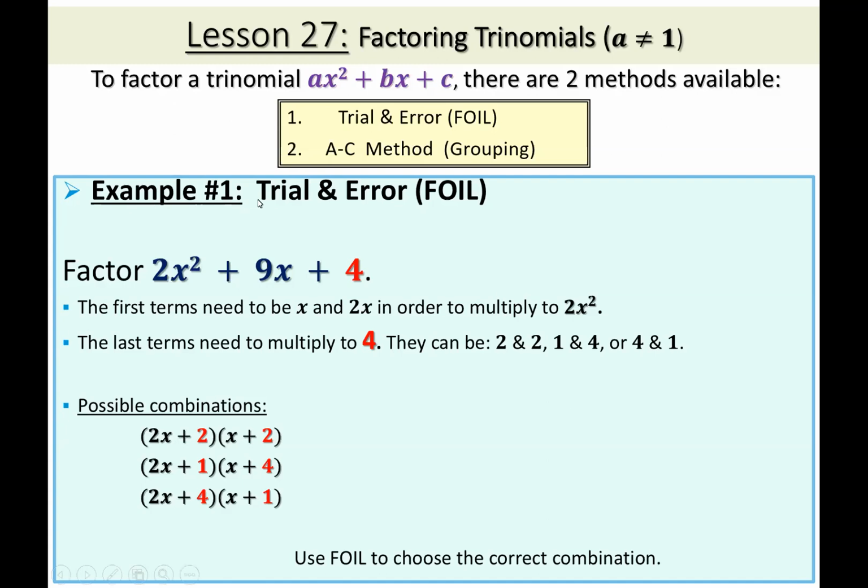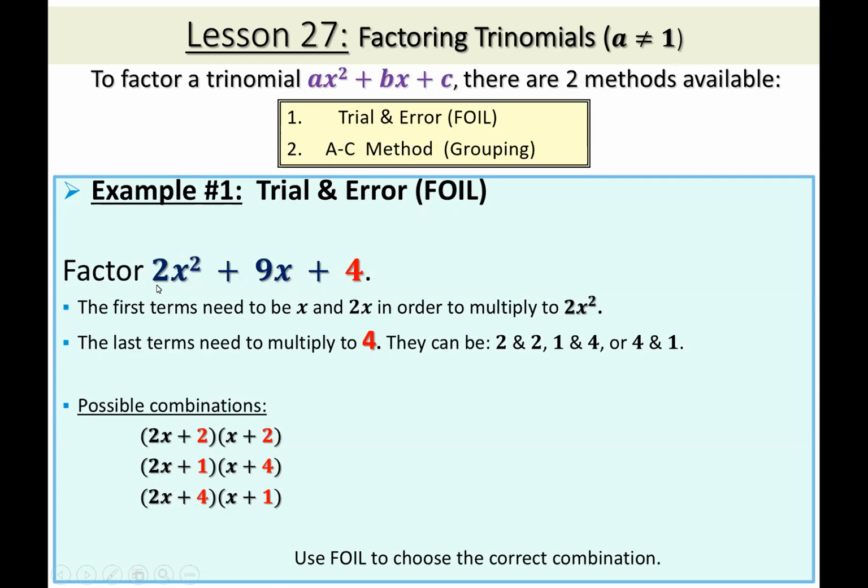Okay, example 1. We're going to use this trial and error method, otherwise known as FOIL. So here we go. We're factoring 2x squared plus 9x plus 4. Now, most recently, we were learning about factoring trinomials where there was not a number in front of the x squared. So you might instinctively be looking at this and saying, okay, wait, do I have to find numbers that multiply to 4 and add to 9? How's that going to work? There's no such thing. The answer is no, you're not going to do that.